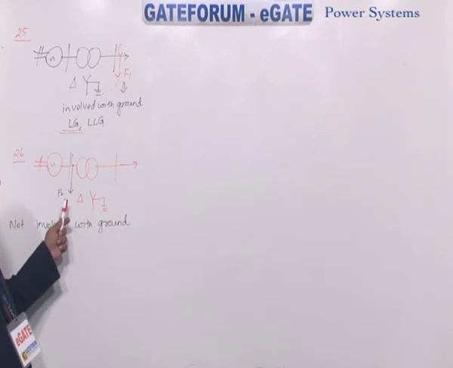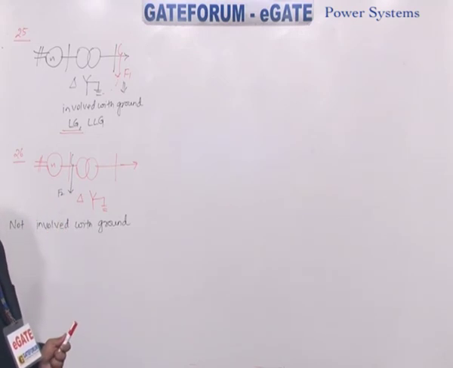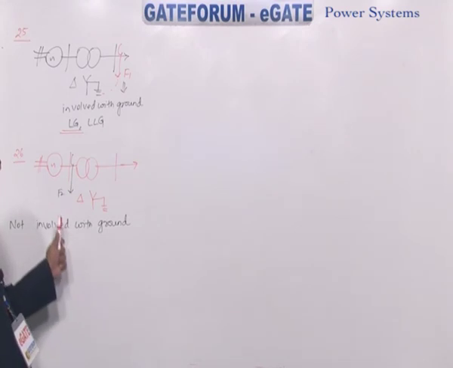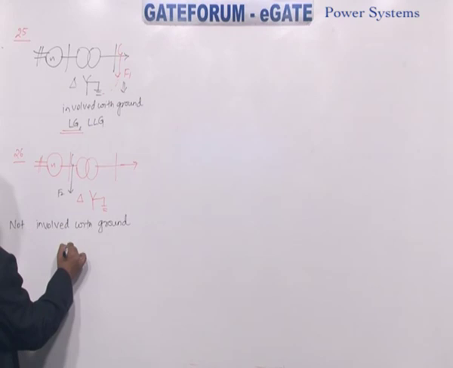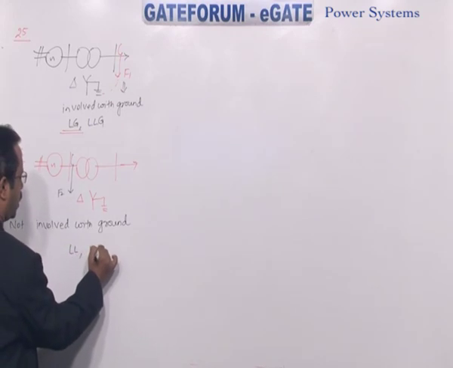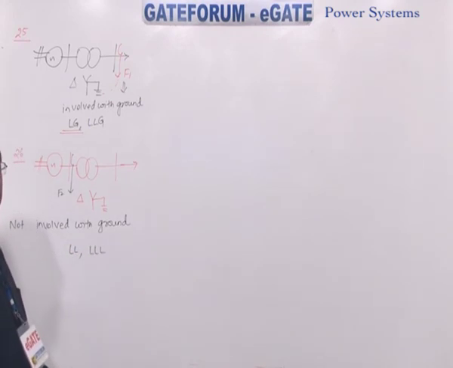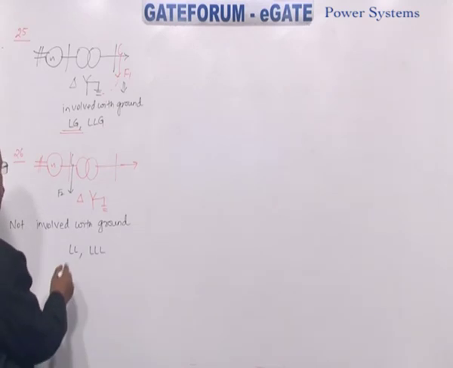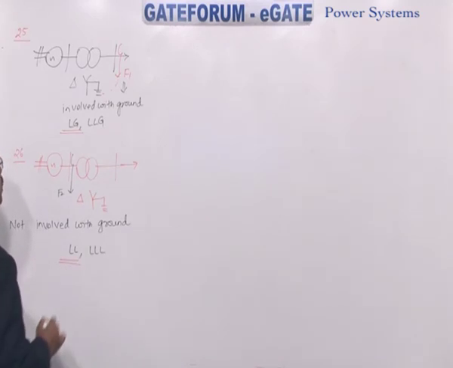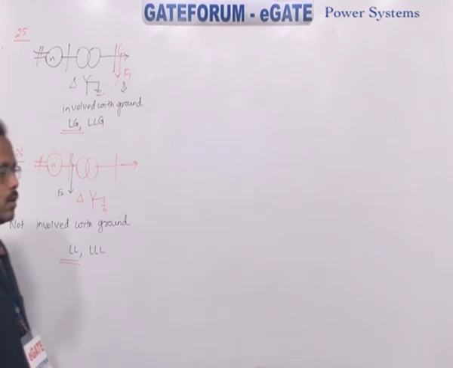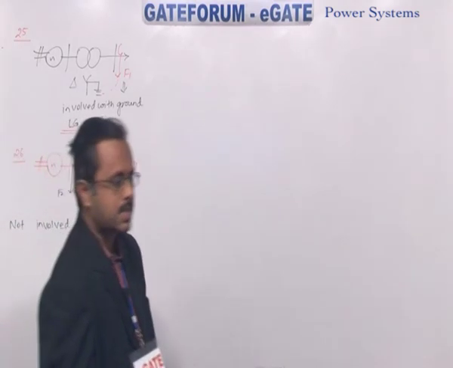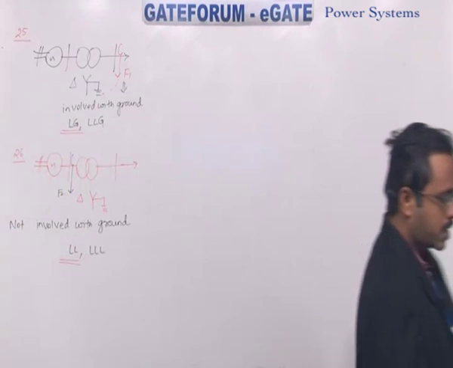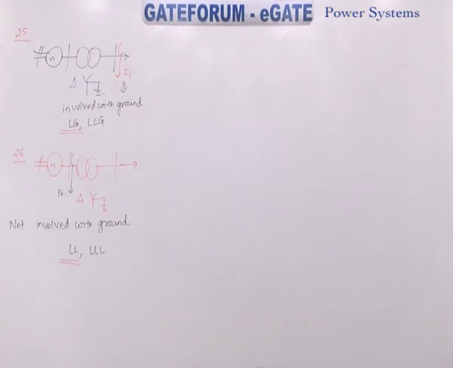If this fault is not involved with ground, what about that particular fault now? You can mention double L fault or triple L fault. By default in the questions they refer to unsymmetrical faults only. So the answer for this is double L fault. What is the answer you get there? You mention that as double L fault.